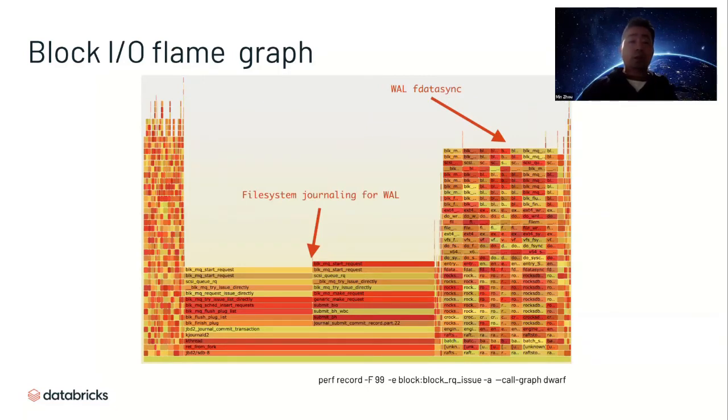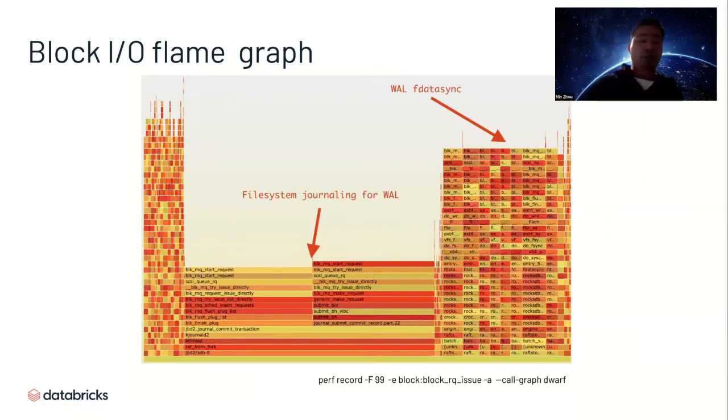These 2 parts you can see on the right side are because of the Raft log. They need to flush the data, the Raft log, into disk. So there's a WAL fdatasync. And because of this WAL, it also triggered the left side, the file system journal log for the WAL. Both of them are single threaded, and they are serialized, so all the other requests queue up.